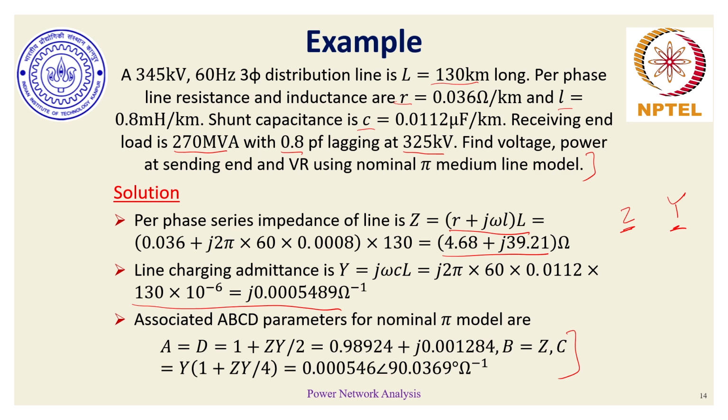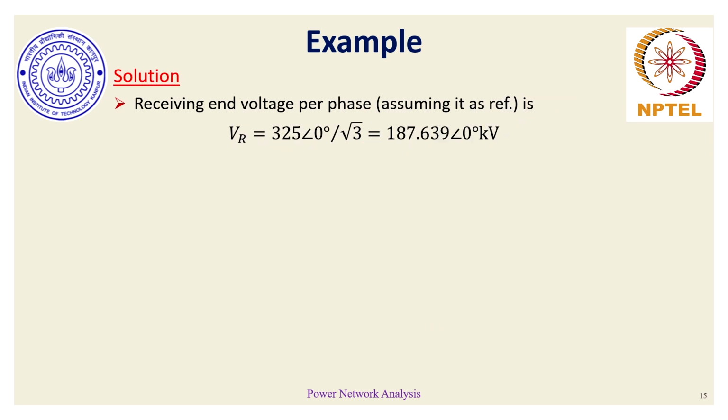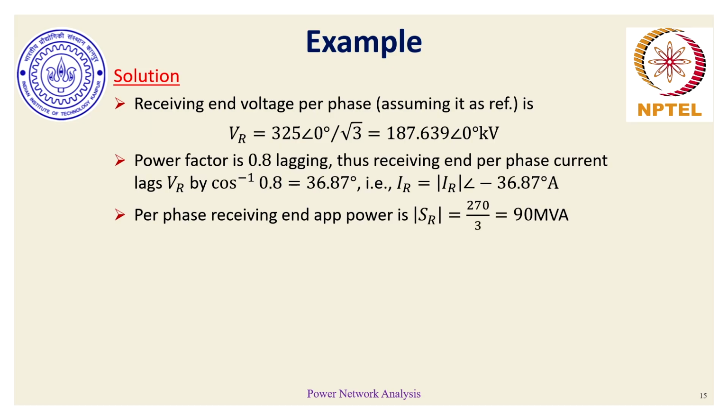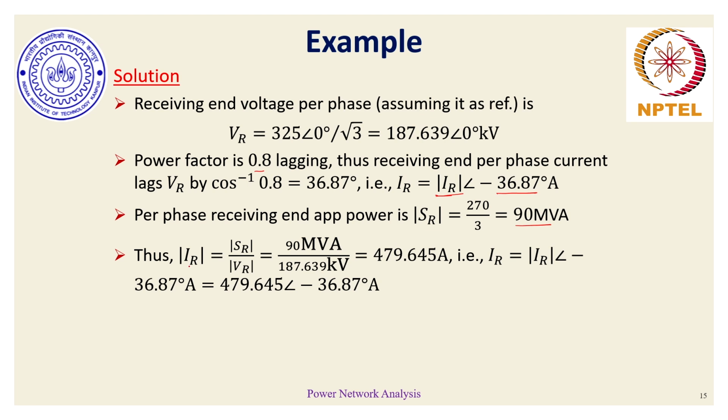Once we know the ABCD parameters, it's time to find the receiving end quantities. We are choosing the receiving end voltage as the reference for all phasors, so from there we can find the corresponding receiving end current. Since the power factor is 0.8 lagging, the receiving end current lags the receiving end voltage by 36.87 degrees. Receiving end three-phase power is 270 MVA, so per phase power is 90 MVA. From the 90 MVA, we can find the corresponding per phase current here.